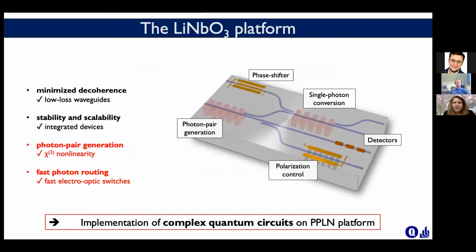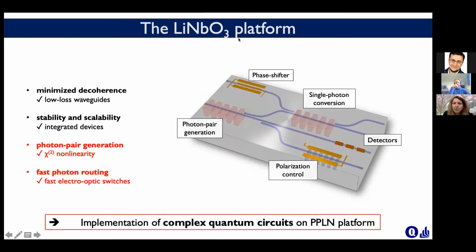What do I mean by nonlinear systems? Well, what I mean is basically that I use a different material platform, lithium niobate. Here is the vision we are following. So you have a chip, and on this chip you have different functionalities. You see these integrated components. The chip should have minimized decoherence. Like in all integrated optics, we want to have a stable and a scalable system. That's great. It's a property of integrated devices.